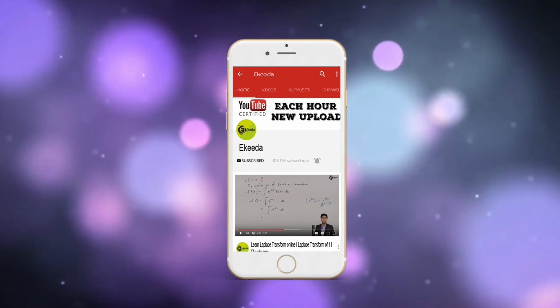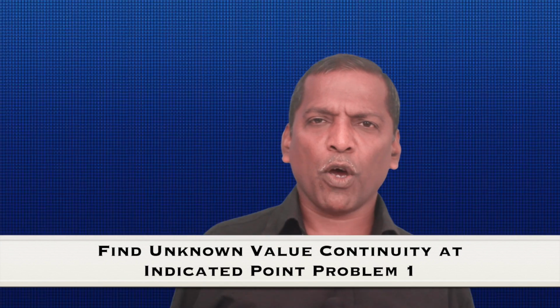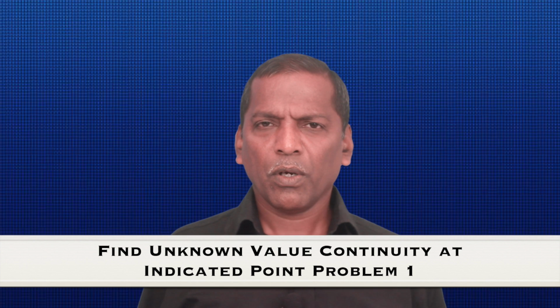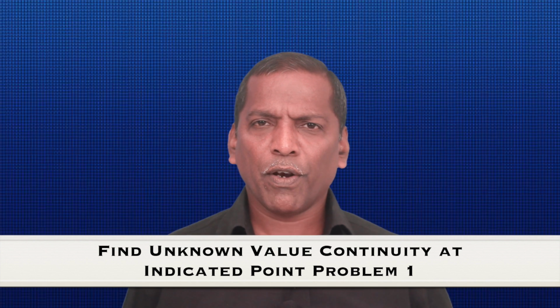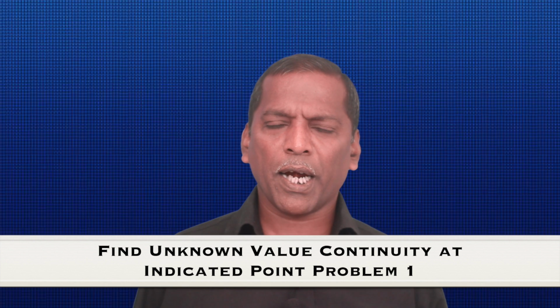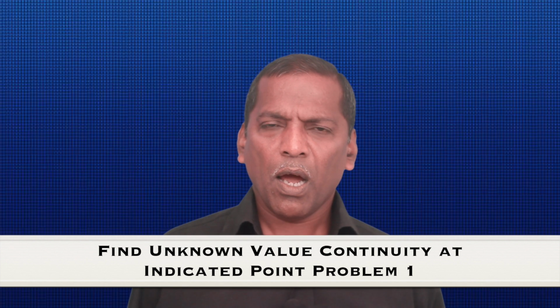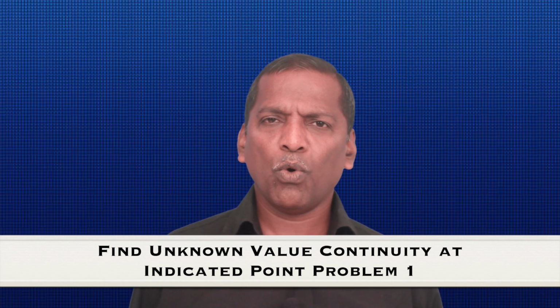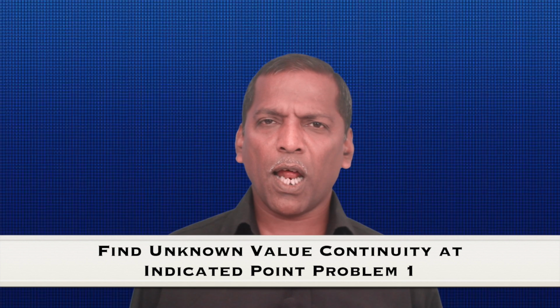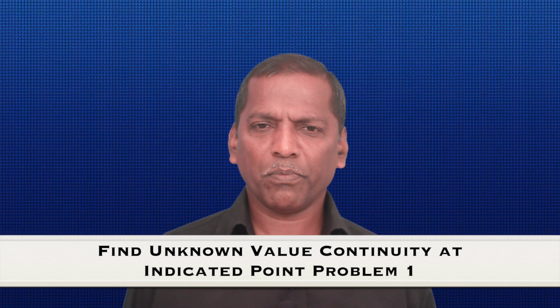Hello friends, we will learn about the problems of continuity. In this question, the given function is continuous at x equal to 0 and we have to find the two unknown terms, that is alpha and beta.